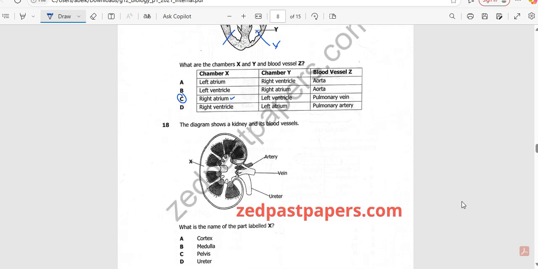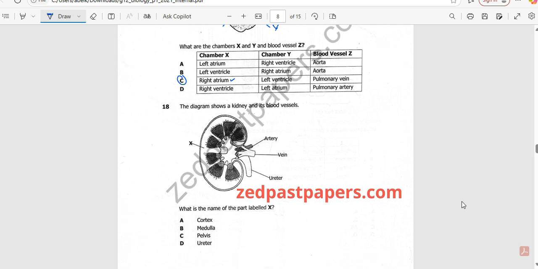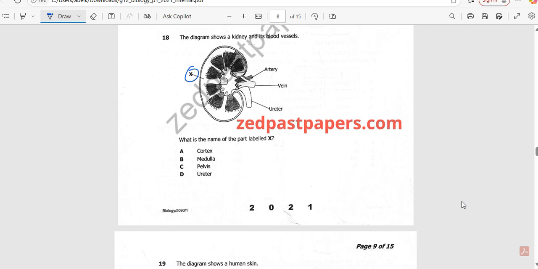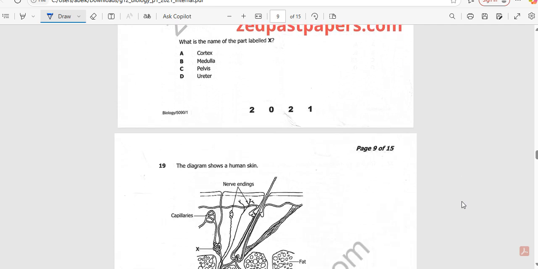The diagram shows the kidney and its blood vessel. What is the name of the part labeled X? So X is the cortex. This is the renal capsule, the outside. So X is the cortex. So the answer there is A.